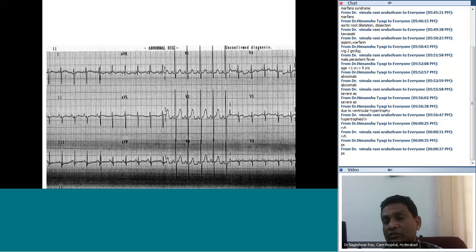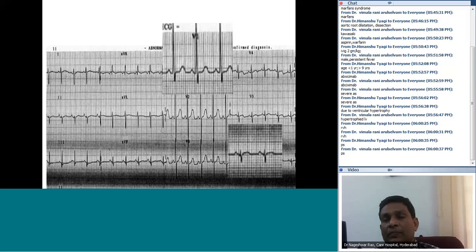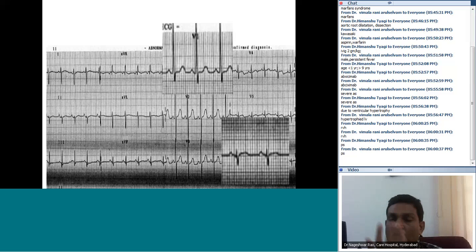So what do you take when you clinically suspect a child with pulmonary stenosis? Would you like to take an X-ray or would you like to take an ECG? What is your choice of investigation?